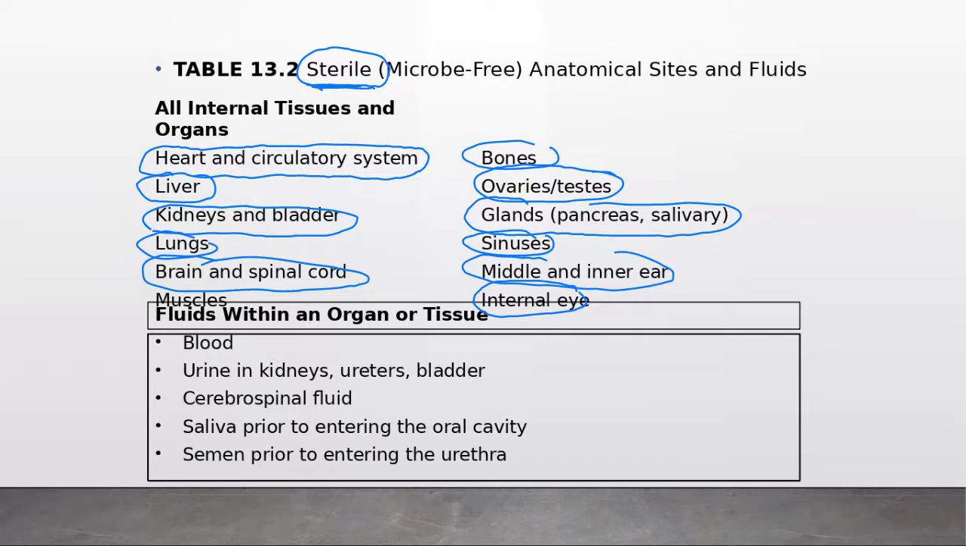The fluid, for example, blood, it has to be sterile. The urine, when it is still in the kidney, will be sterile, in the ureter and also in the urinary bladder. They are actually sterile fluid. Cerebrospinal fluid, CSF, is also sterile from microorganisms. Saliva, when it is still in the salivary gland, is sterile. And semen is also sterile before it is ejected from the male organs.